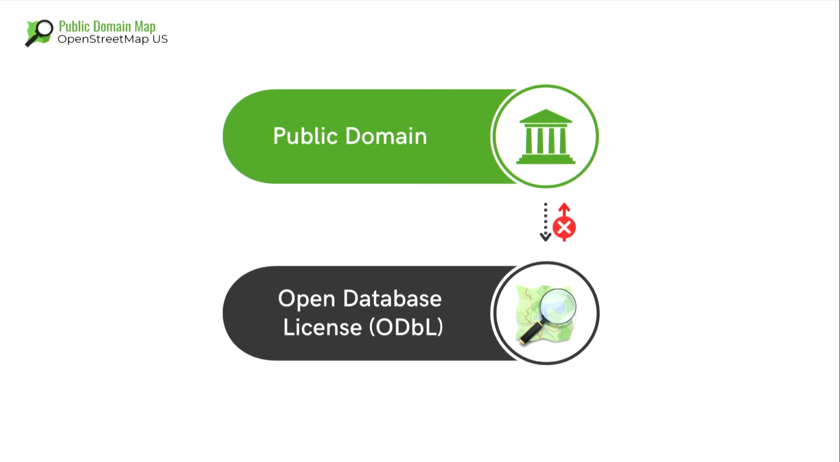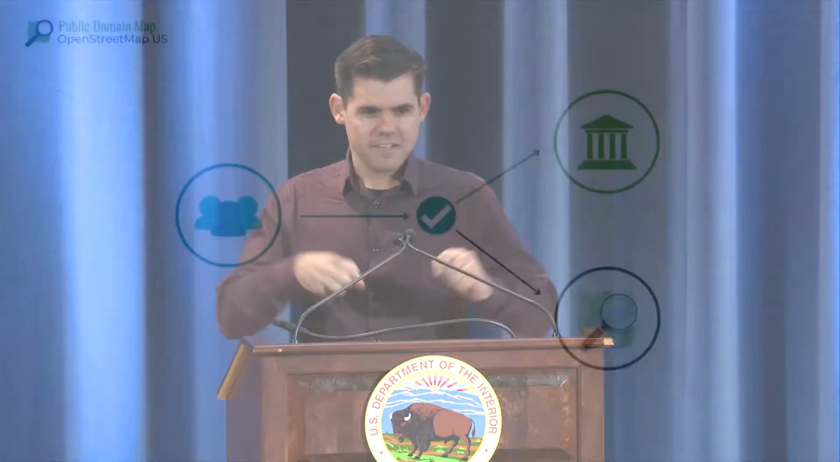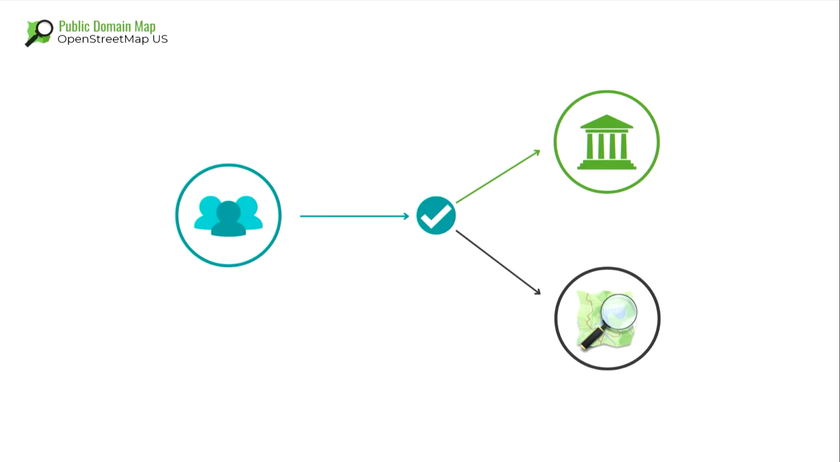What we're doing is taking that information from the public domain, and we're also sending it to our database separately from the ODbL license. These are a little bit tricky. You can't really bring data out of OpenStreetMap. You can bring it in, but getting it back is going to be a problem. So we need to keep them separated. That's the idea here. It will come in from the users and separate out to OpenStreetMap and to the federal government.